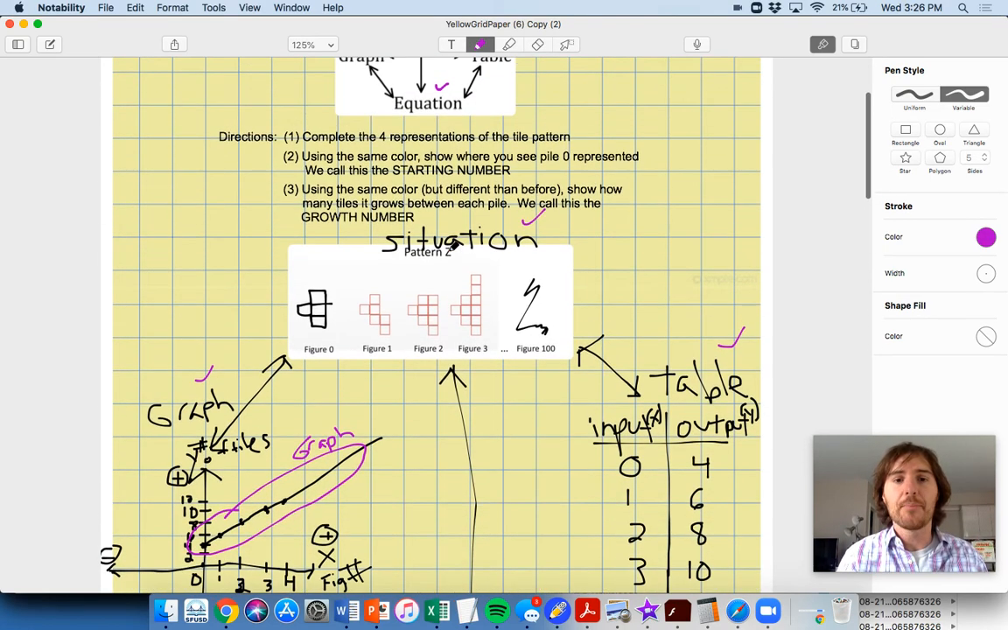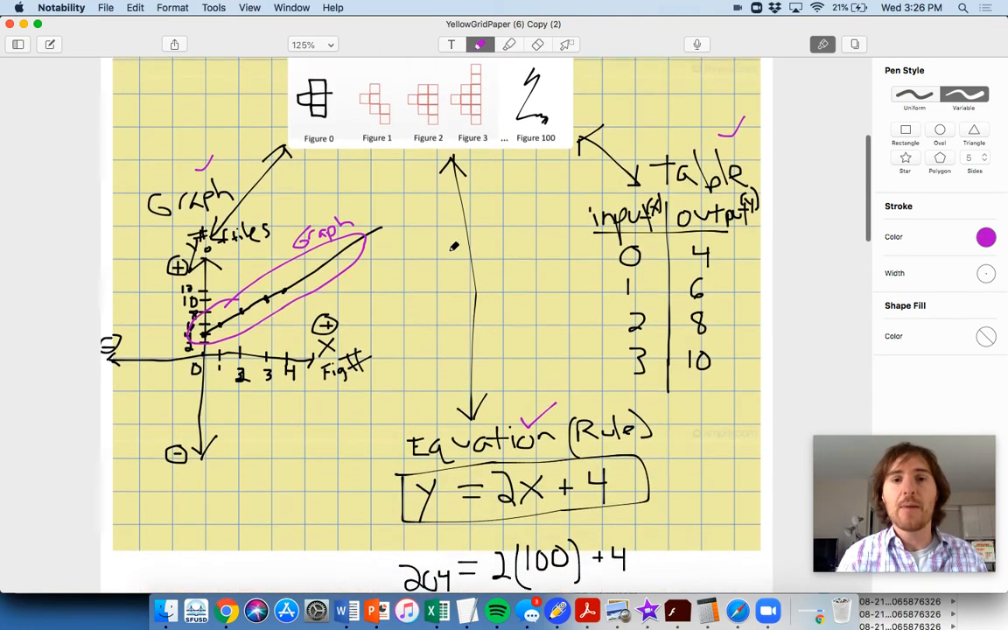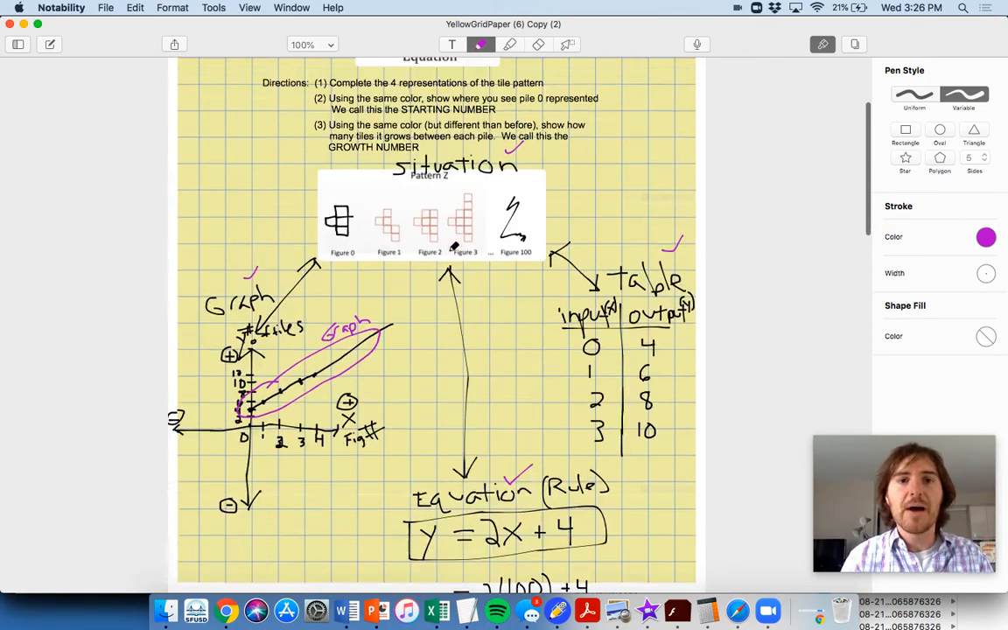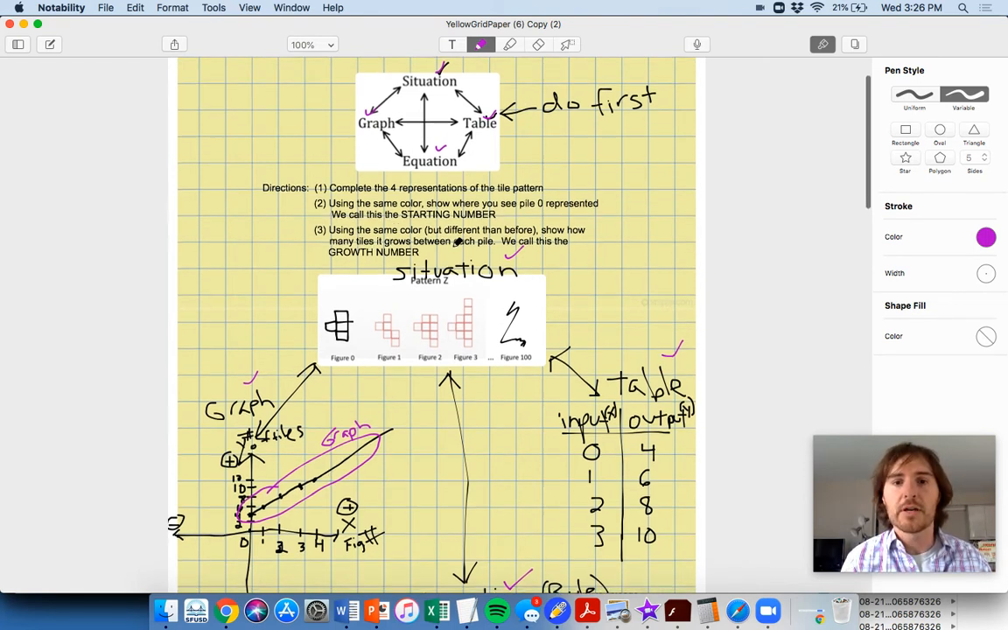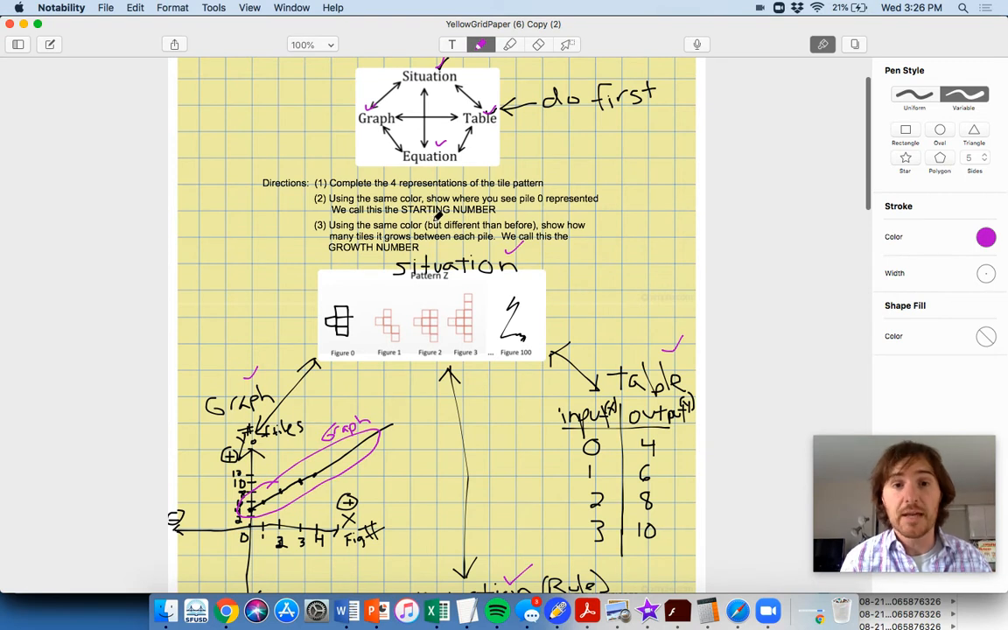But just to recap what I just did down here, what will help us is going through this here, using the same color to show where you can see pile 0 represented. We call this the starting number. And then we'll also talk about the growth number in each representation, okay? So you've got to do these 2 things on your Desmos assignment here, okay? Using the same color, show where you see pile 0 represented. We call this the starting number.